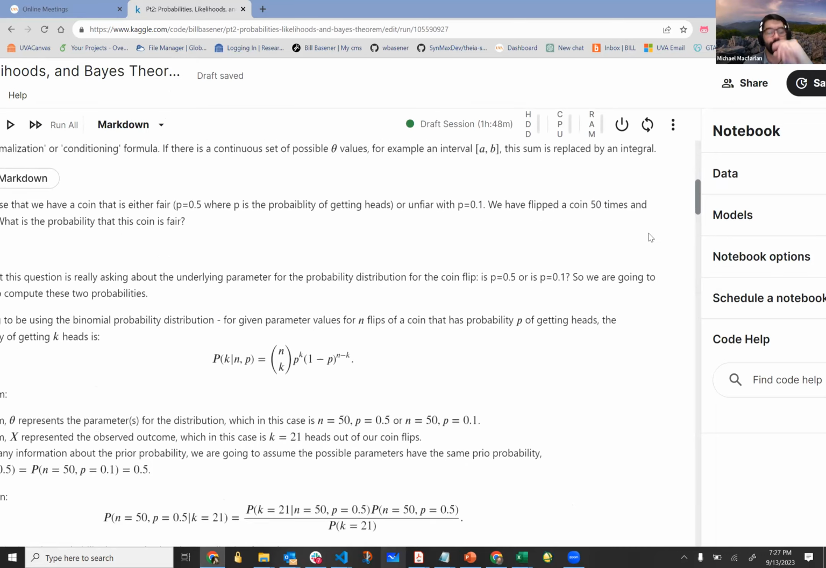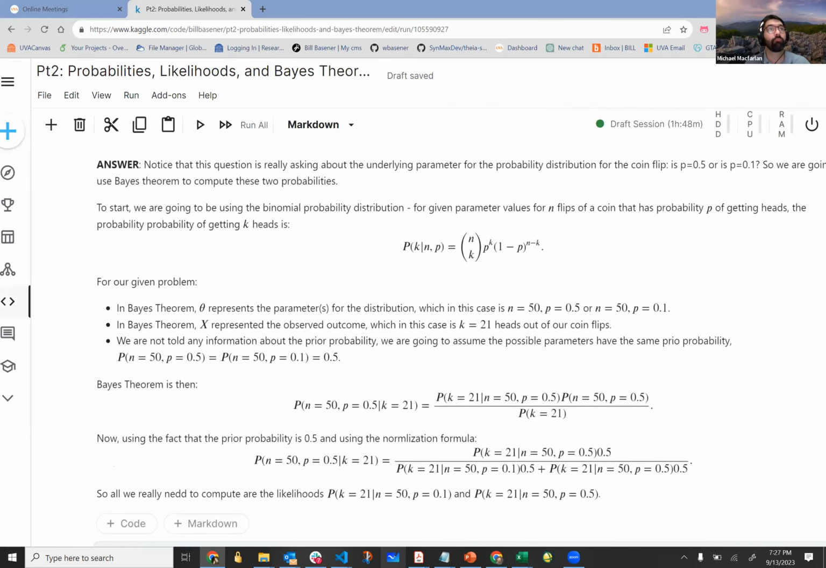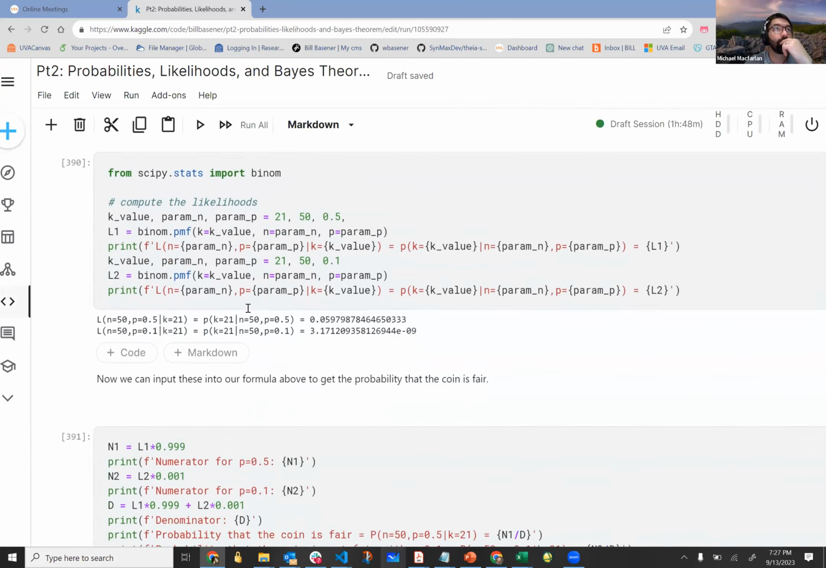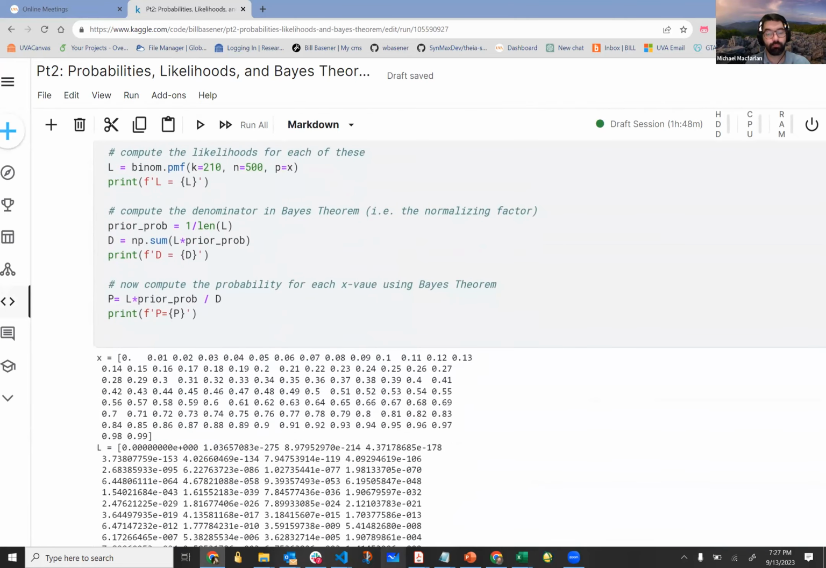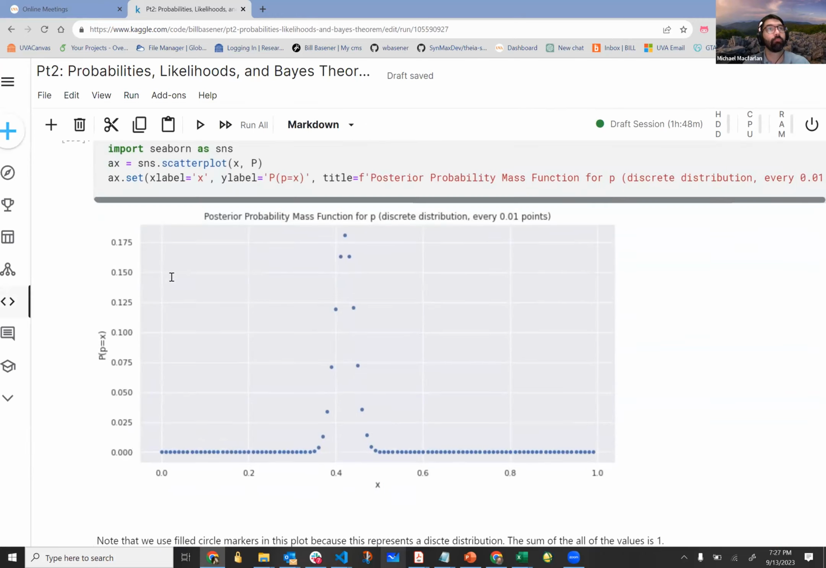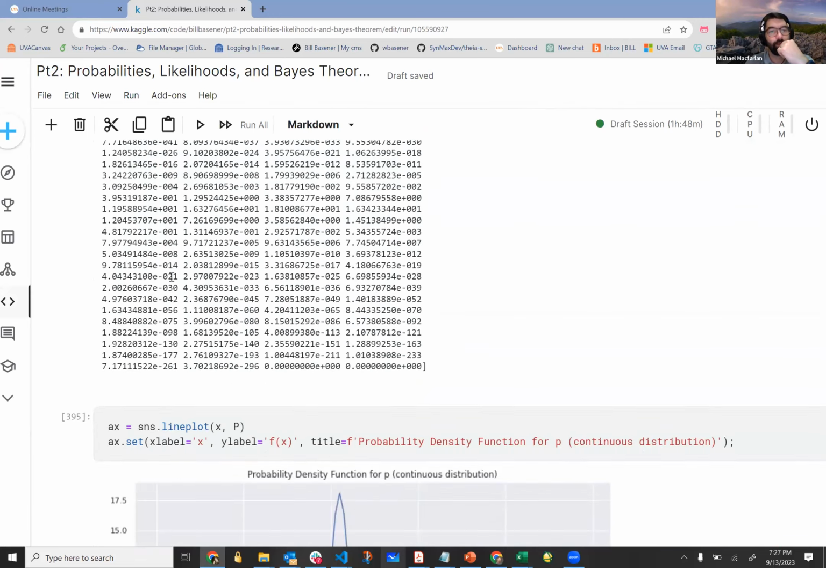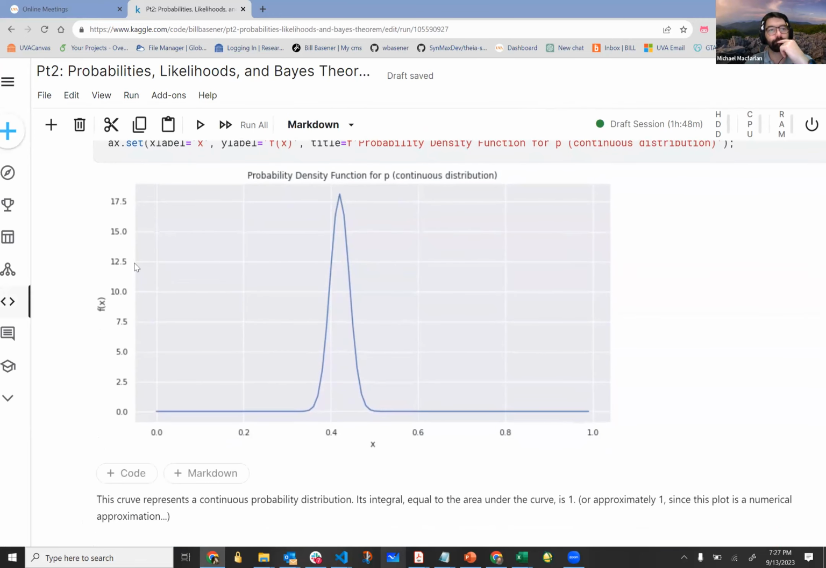Okay, so we started looking into this problem where I flip a coin a bunch of times, and I'm going to catch up to where we were, right about here.